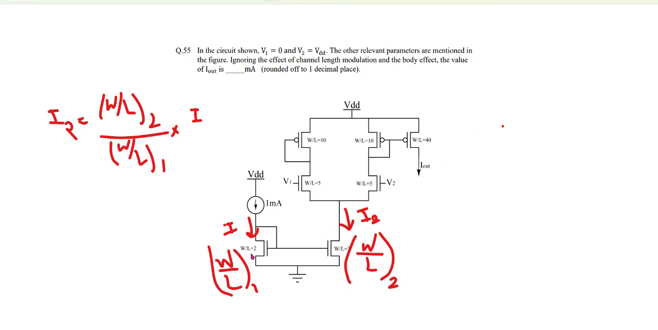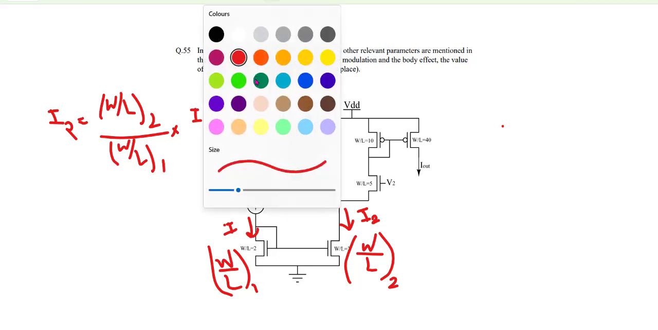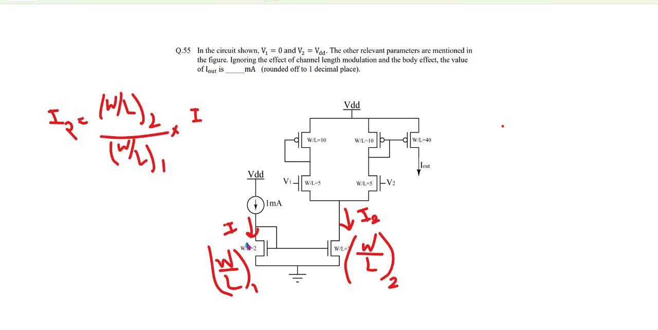So now here W by L is given as 2 here. Okay, so let me just write it with some other color. So W by L is 2 here and it is 3 here. So that means I2 will be what? I2 will be 3 by 2 of I. Now I is 1 milliampere, so it is 1.5. Now the question is, what will be the current in the upper two branches? So this one is 1.5, right? This is 1.5.